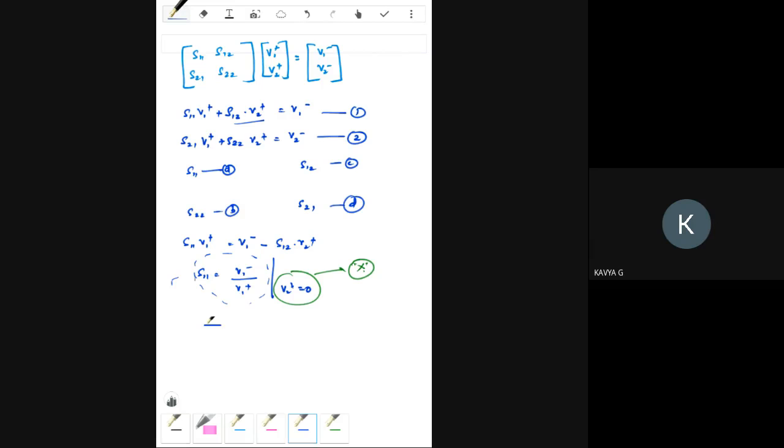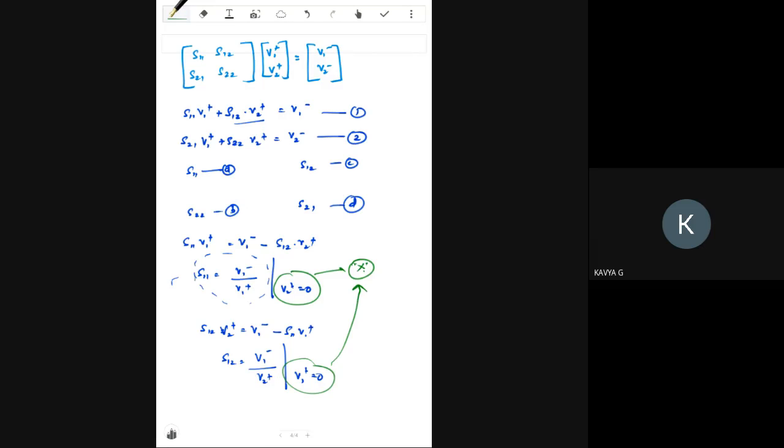S12 also I can write with the first equation itself, right? V2 plus is equal to V1 minus S11 V1 plus, and what is S12? It turns out to be V1 minus by V2 plus, provided that V1 plus is 0. Again, this is the key thing. Keep it in.